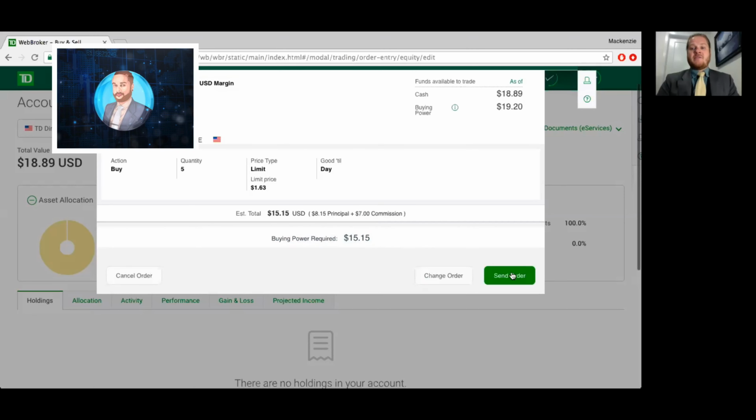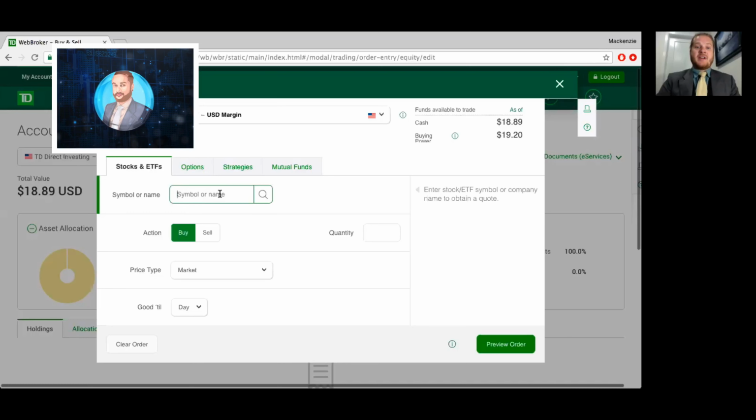Once we're happy with everything, we press send order, and we'll either be filled right away or the order will take some time. The stock price goes in the day, we'll get filled then. So that's buying a stock. It's very simple. We'll show you how to sell a stock very quickly.